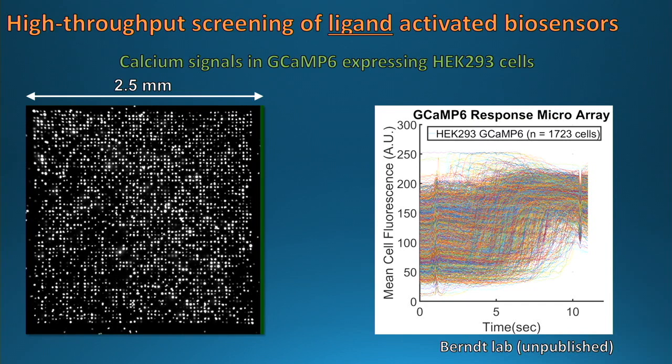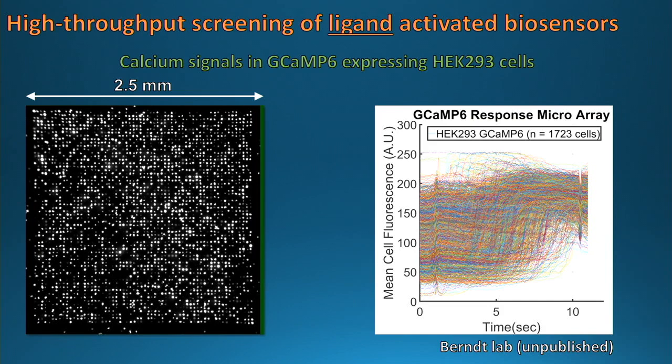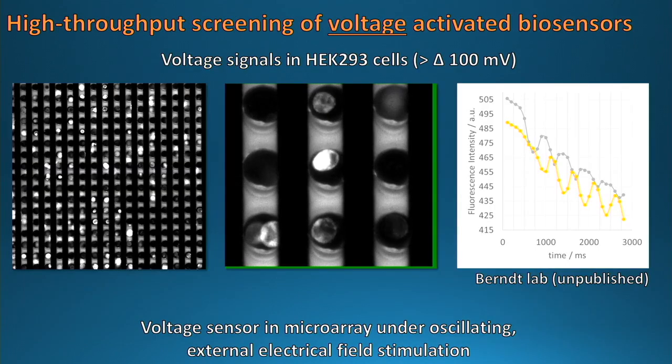The system is highly adaptable, and we can use it to stimulate and screen for sensors that can detect neurotransmitters, neuromodulators, or for developing sensors for detecting intracellular levels of chloride ions, potassium ions, or cyclic AMP. We also adapted the system to screen for voltage sensors, which is seen here.